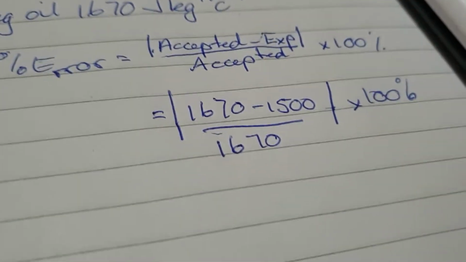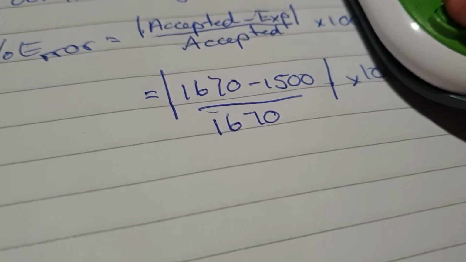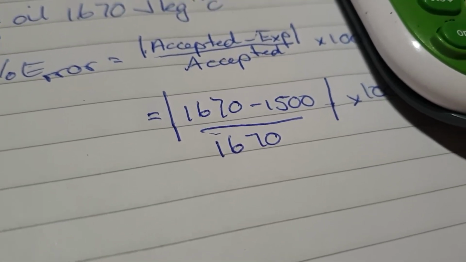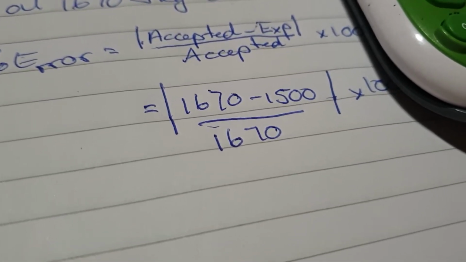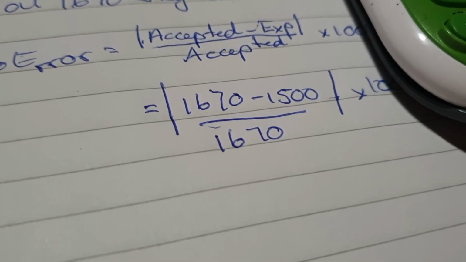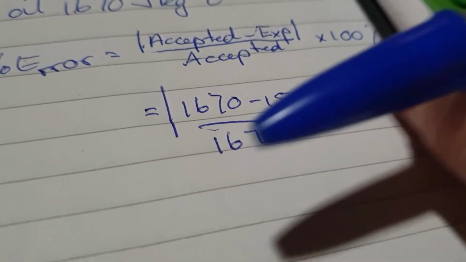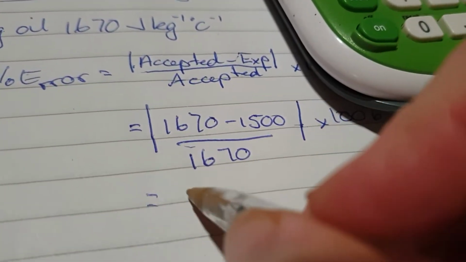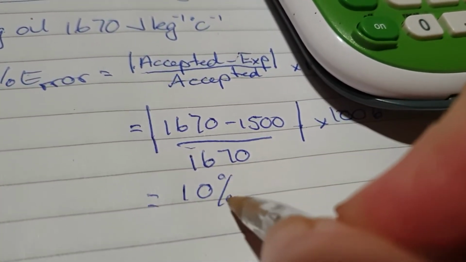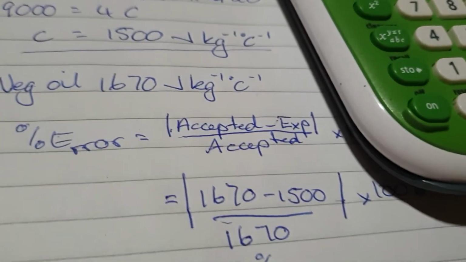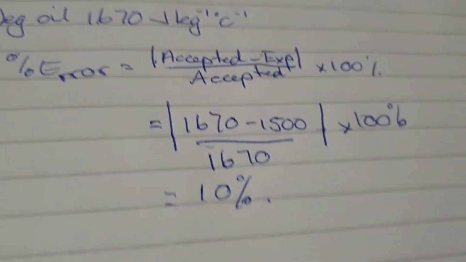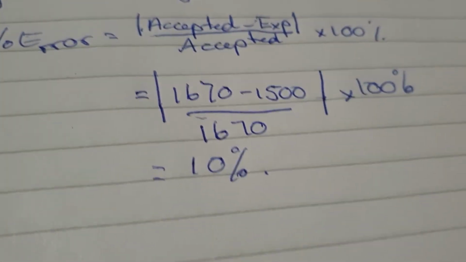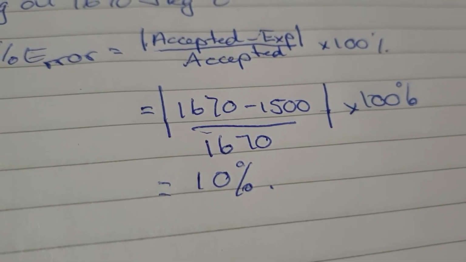So what does that give us? 10%. That's not too bad. So you'd identify it as vegetable oil with a 10% percentage error. Evaluate the precision of the data collected.